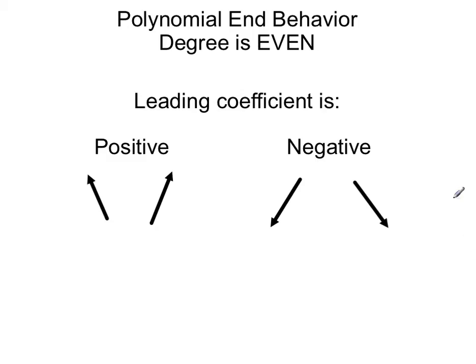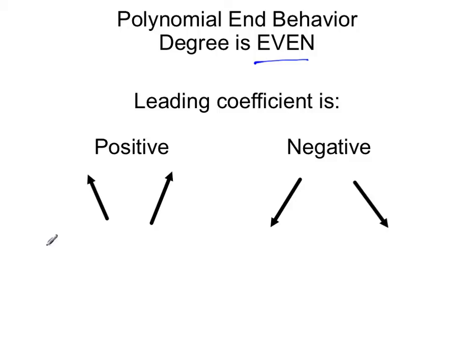Now, the other thing that can help us graph is knowing something about the end behavior of our graph. If I look at a polynomial and the degree is even, if I know something about the leading coefficient, it tells me about the end behavior of my graph. If my leading coefficient is positive, my graph will turn up on the left and turn up on the right. However, if it's negative, it turns down on the left and down on the right.